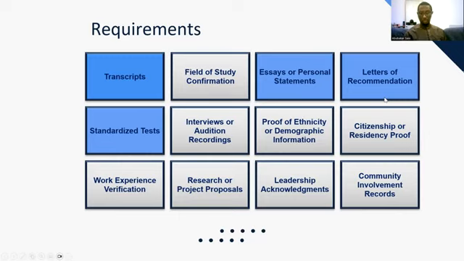Letters of recommendation. So this comes from other people to recommend you, to tell them that yes, this person is good. If he is given the scholarship, he will be able to achieve the goal of the scholarship. He will be able to graduate successfully without an issue.